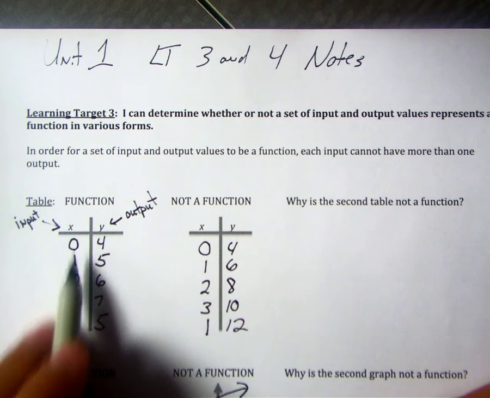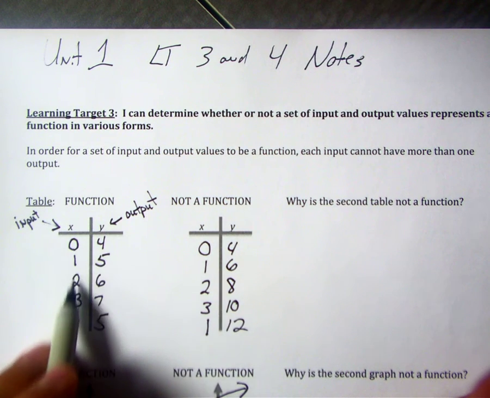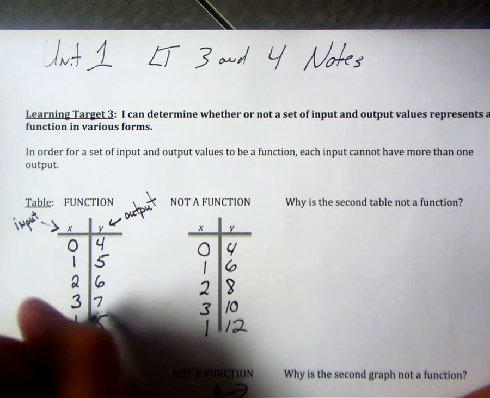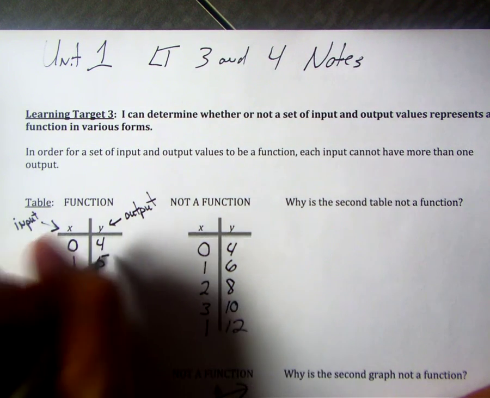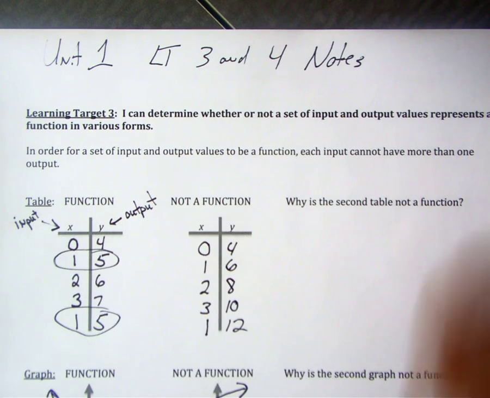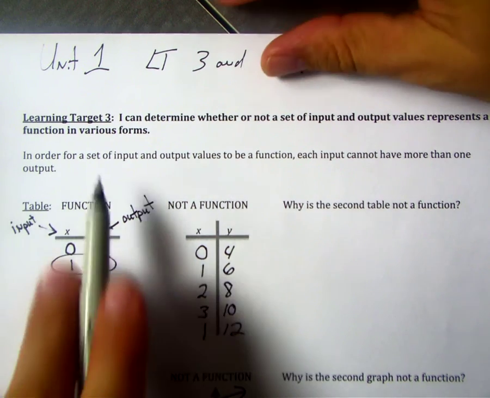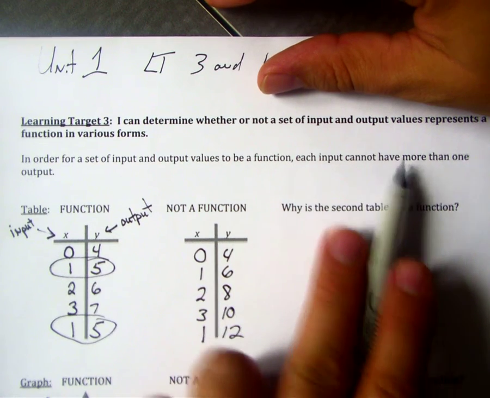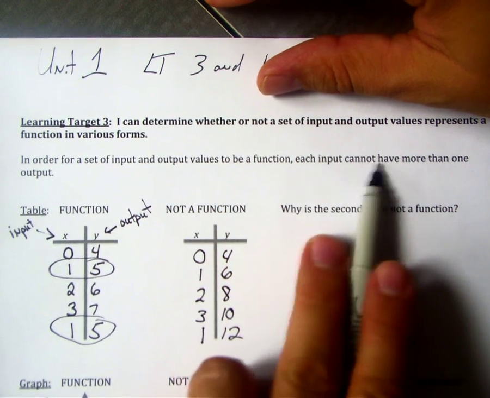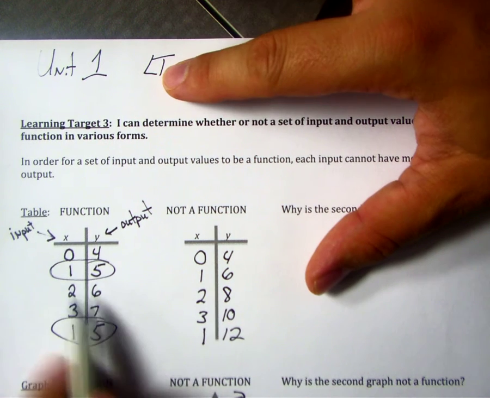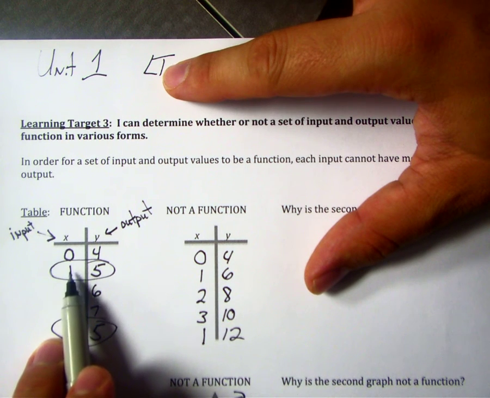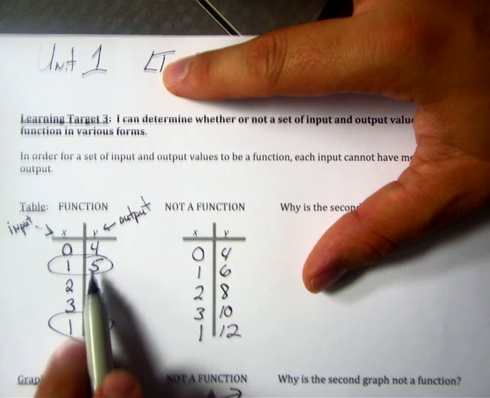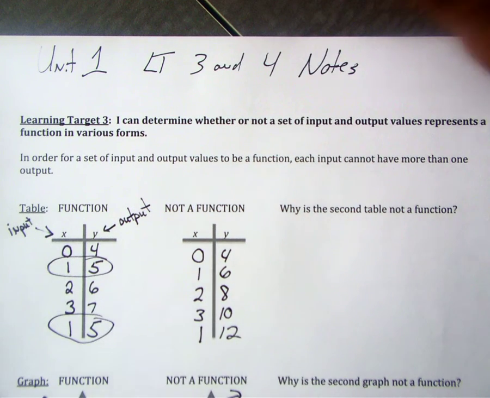And if you go down and you look at these, you've got 0, 1, 2, 3, 4, or 1, 2, 3, 1. So there's a repeat in the ones here. So I'm going to circle this. I'm going to circle this. All right? And in order for a set of input and output values to be a function, each input cannot have more than one output. So if you look at this, the 1 is our input. It has an output of 5. Our 1 has an output of 5. So it has the same output, so it only has one output.